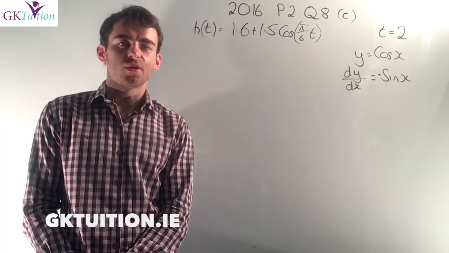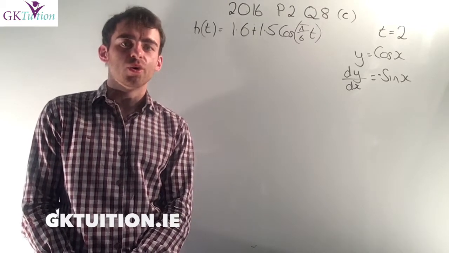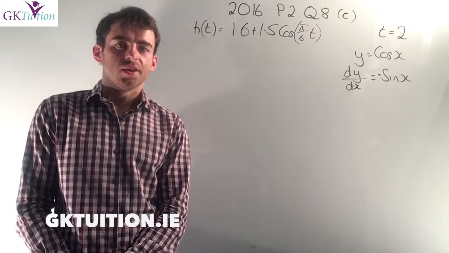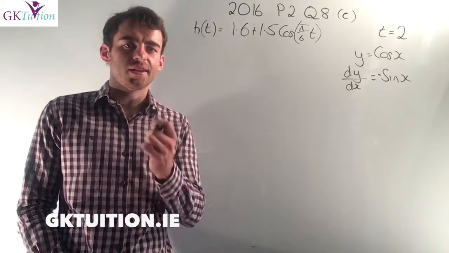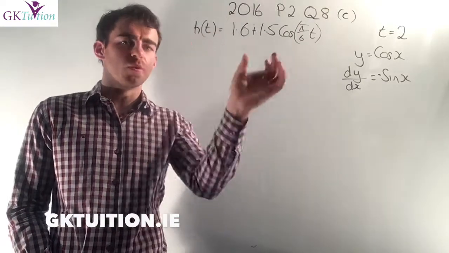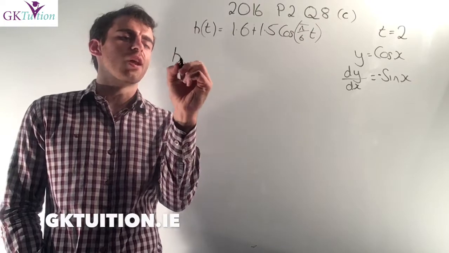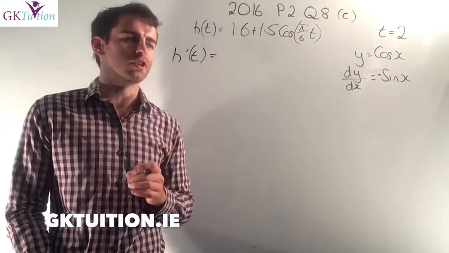In part C of this question, we're asked to find the rate at which the height of the water is changing when t is equal to 2. So straight away, you should recognize when a question asks you to find the rate, that means the derivative. If this function describes the height of the water, to find the rate at which the height of the water is changing, we need to get the derivative of this function.